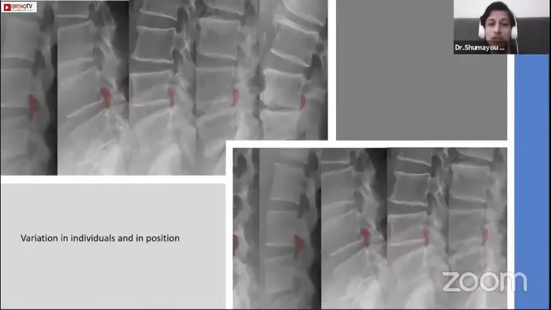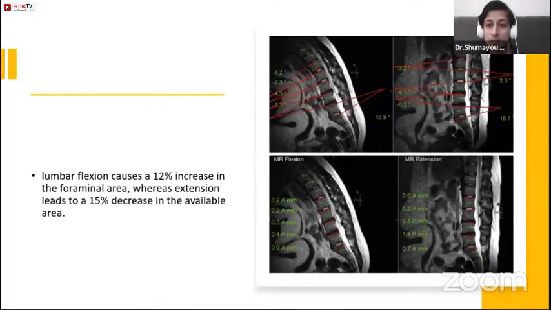You have to understand that the neural foramina is a very variable, changing structure, because when a patient moves, flexes, extends, the foramina will change its height and diameter. Based on a person's disc height, the foramina will change its diameter. Osteophytes there influence the foramina's diameter, so it's very variable. In lumbar flexion, there's a 12% increase in the neural foraminal area. And when a person extends, there is around a 15% decrease in the foraminal area. That has been studied; these are all studies published in Spine.